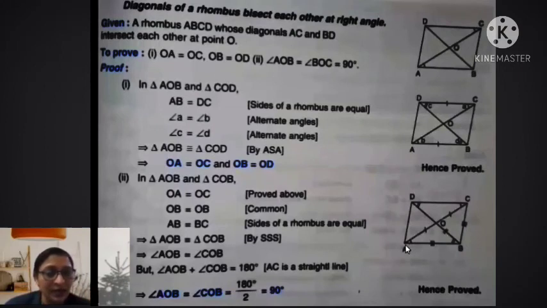As a result, angle AOB is equal to angle COB is proved, since they are corresponding angles of the congruent triangle. We can notice here angle AOB plus angle COB is equal to 180 degree, since they are straight line angle. On substituting the value of COB as AOB, we will get 2AOB, and value of AOB will be equal to 180 divided by 2, which is 90 degree. So each of the angle AOB and COB equal to 90 degree is proved.